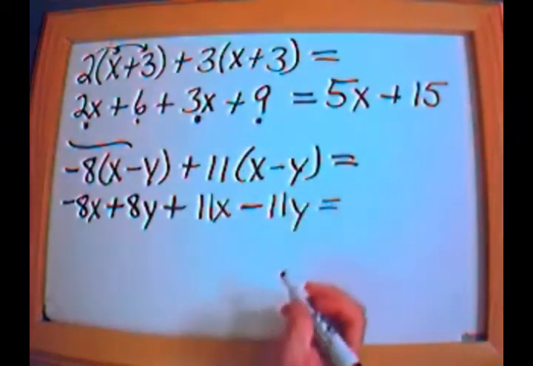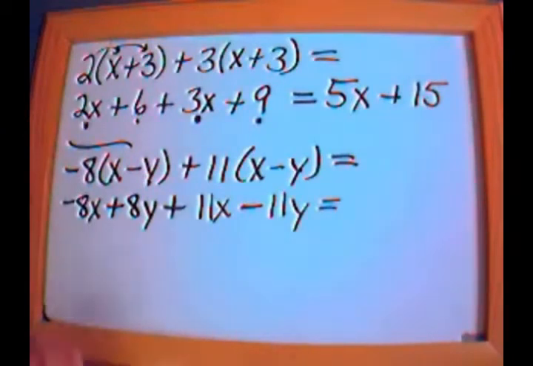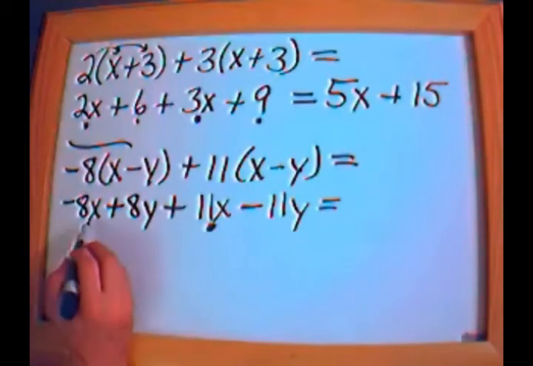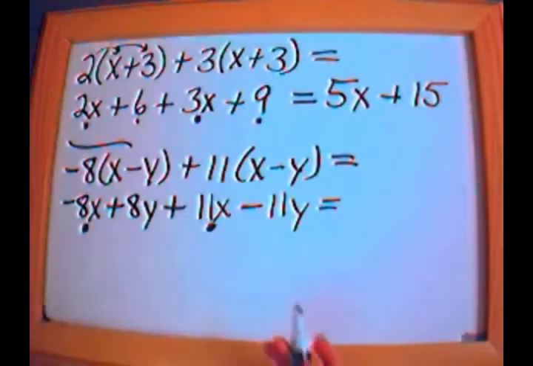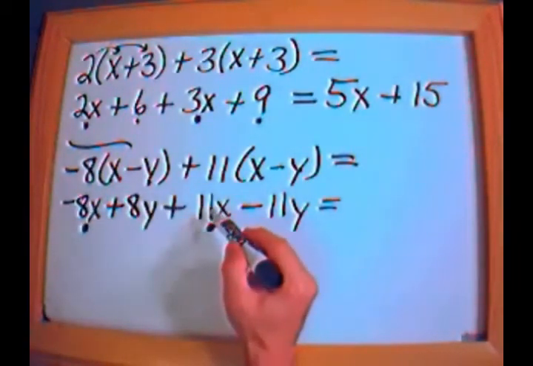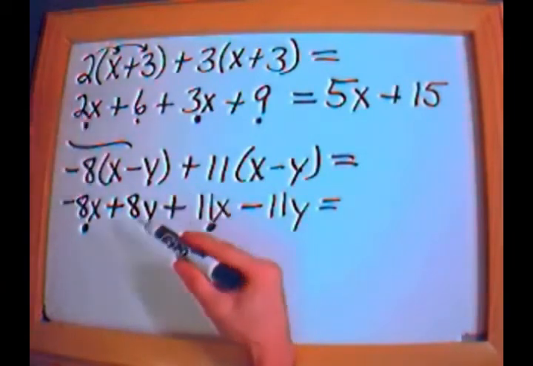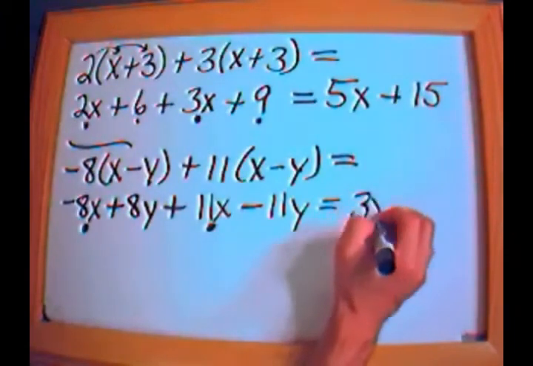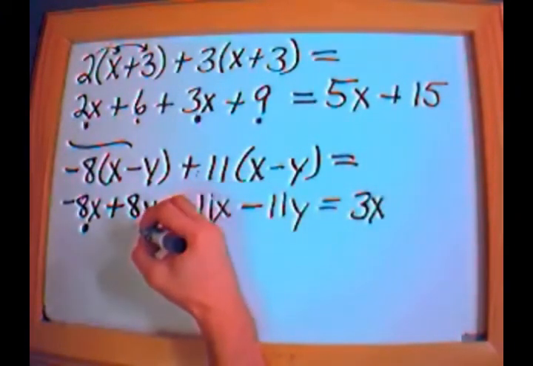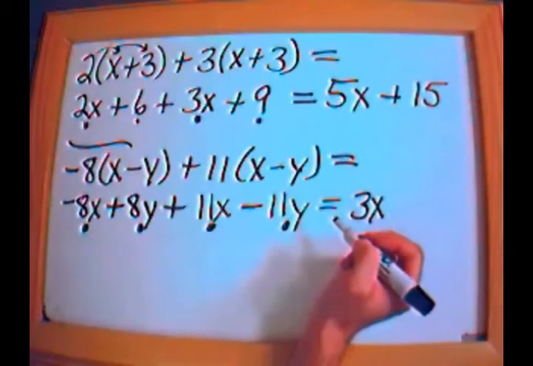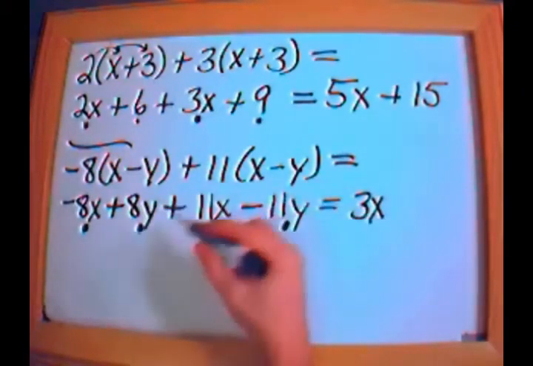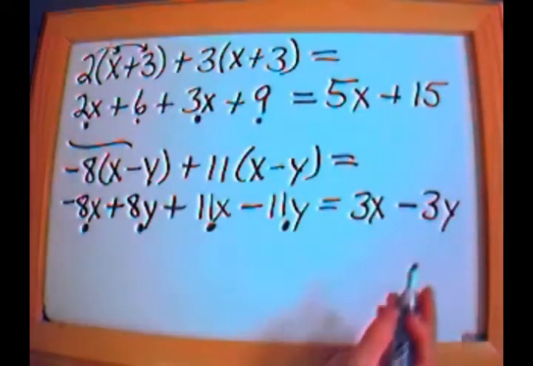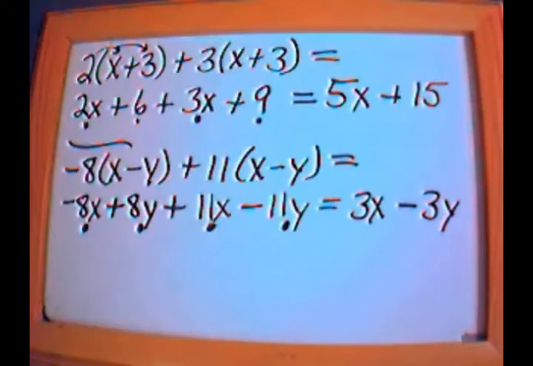Now, this is going to equal, I have to collect my like terms. Negative 8x is a like term with 11x, because they both have x. Negative 8x plus 11x is the same thing as 11x minus 8x. So I can just say 11 minus 8, which is 3x. And of course, 8y is a like term with negative 11y. So I can say 8 minus 11, that's simply equal to negative 3y. So it's 3x minus 3y.